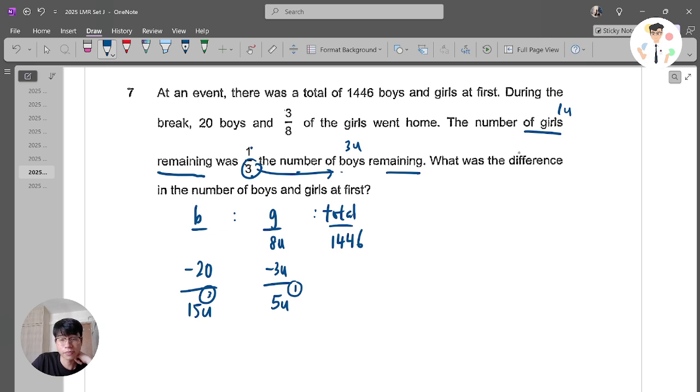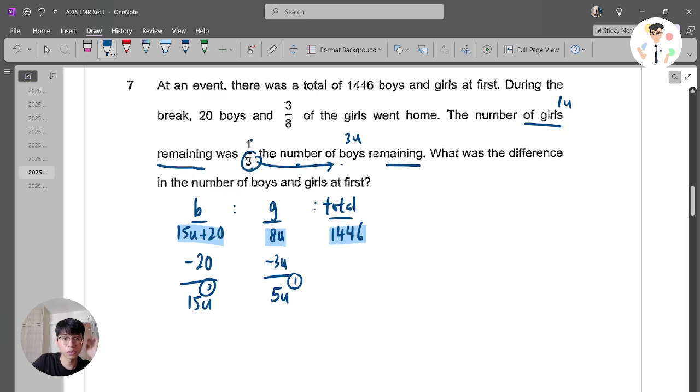You got the idea? Again, number of girls is 1 out of 3. Means that the girls will be 1 unit, then the boys will be 3 units. But we found out here is 5. So it will be 3 times of what the girls remain here, which is 5 units. Here will be 15 units. And I think we can see very clearly here, 15 units is after minus 20. Means that before is actually what? 15 units plus 20. And of course, you can see here, 15 units plus 20. Here is 8 units. And add together will be 1446.